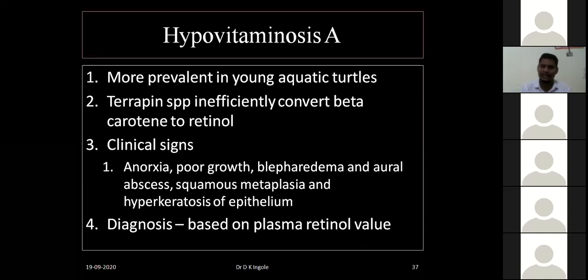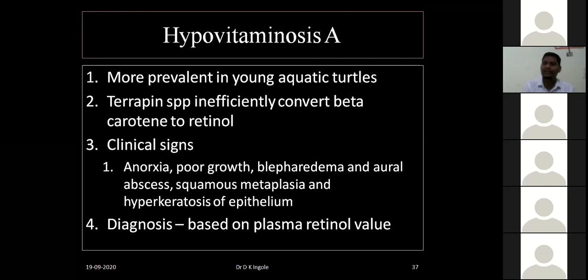That is anorexia, poor growth, edema of the eye, oral abscess, and squamous metaplasia and hyperkeratosis of the epithelium. Sometimes we can find the ears and eyes swollen, and it looks like a fused eye. These things are commonly observed in red-eared slider turtles that can be presented to our clinic. So these can be considered vitamin A deficiency.